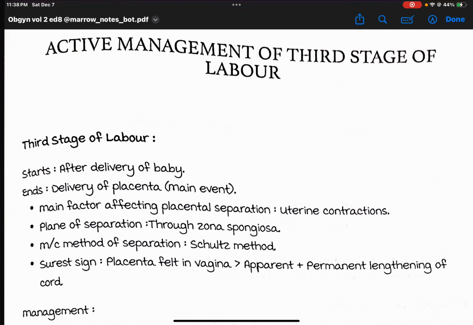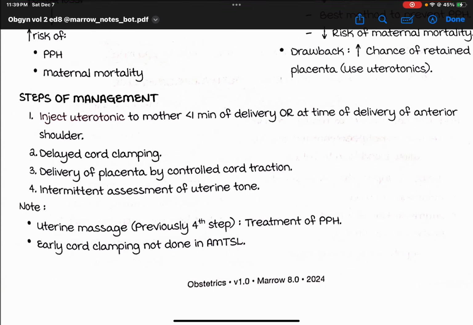Steps of management: inject a uterotonic to the mother within 1 minute of delivery, or at the time of delivery of the anterior shoulder. Then delayed cord clamping, delivery of the placenta by controlled traction, and intermittent assessment of uterine tone with uterine massage. Previously there was a fourth step, treatment of postpartum hemorrhage. Early cord clamping is not done in active management of third stage of labor. Step 1.